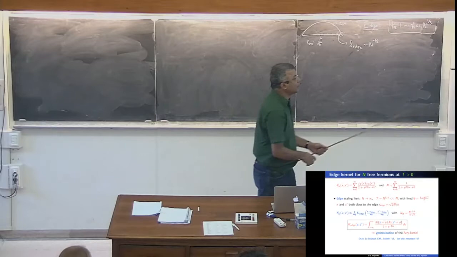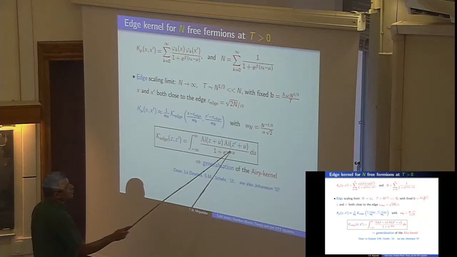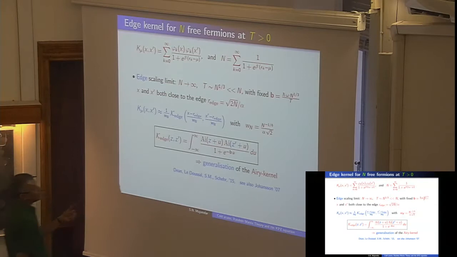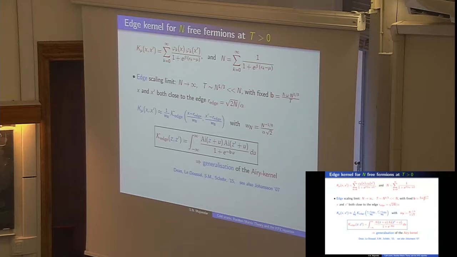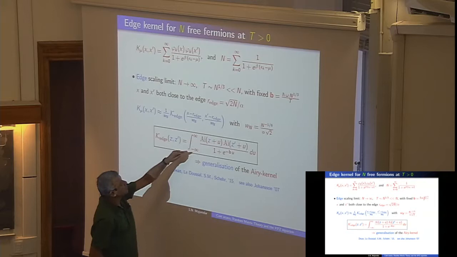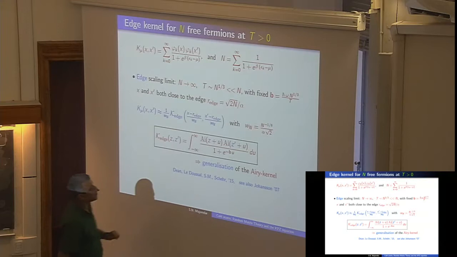And it has this form, precisely this, where this number b here again is n to the power 1/3 by T. This is the dimensionless scaling variable, okay? So this is a finite temperature generalization of the Airy kernel. And again, if you take the b going to infinity limit, that is the zero temperature limit, this integral just gets cut off from zero to infinity, and you get back the usual Airy kernel, okay?